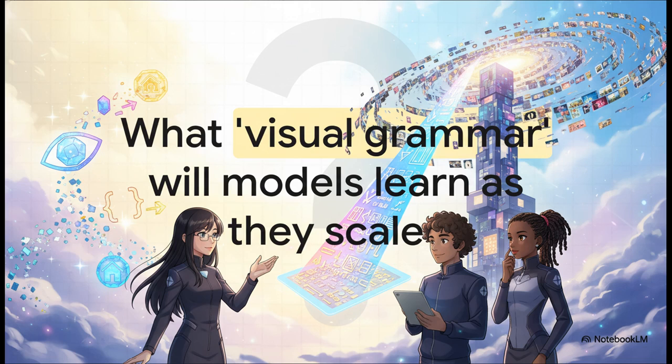And that leaves us with this one last, kind of mind-bending question. If we can really treat an image like a language, with its own nouns, verbs, and structure, what deeper, more fundamental visual grammar will these models start to uncover as we scale them up from millions of images to billions, or maybe even trillions? The answers they find might just change how we see our own world.